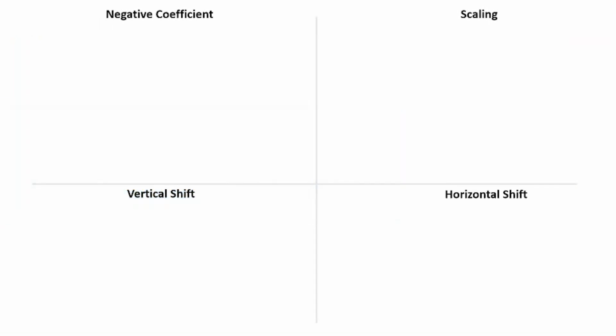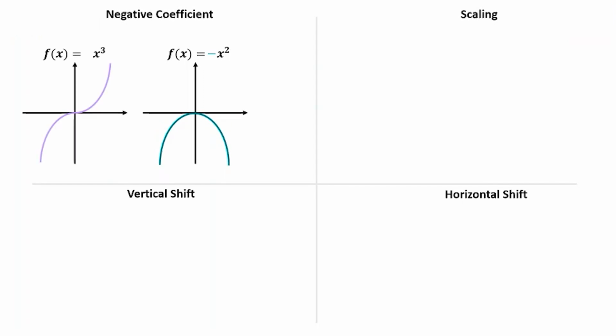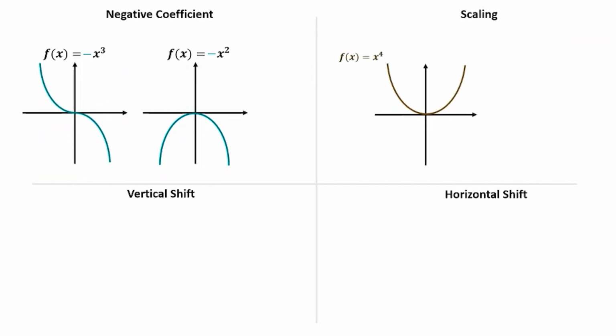So let's look at some transformations. If we have a monomial function with a negative coefficient, for example, f of x equals x squared becomes f of x equals negative x squared, the graph will flip over. Similarly, with f of x equals x to the power 3, if that becomes minus x to the power 3, the graph will flip over. Scaling. If our coefficient of the monomial is larger than 1, it means that our graph will stretch away from the x-axis. If it's between 0 and 1, it means that the graph will become more and more flat.